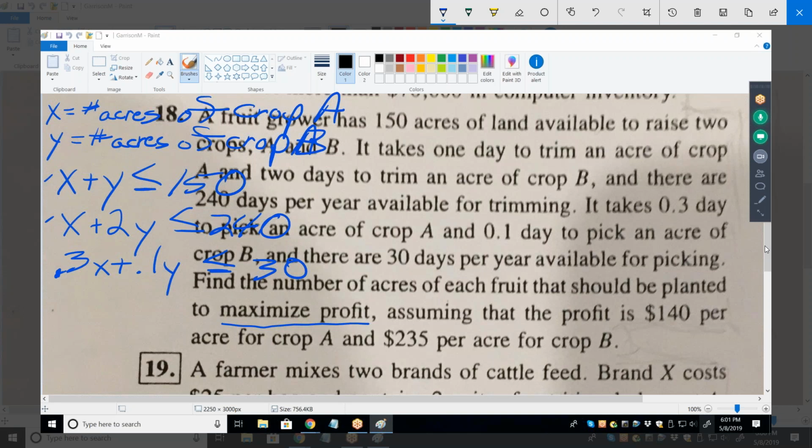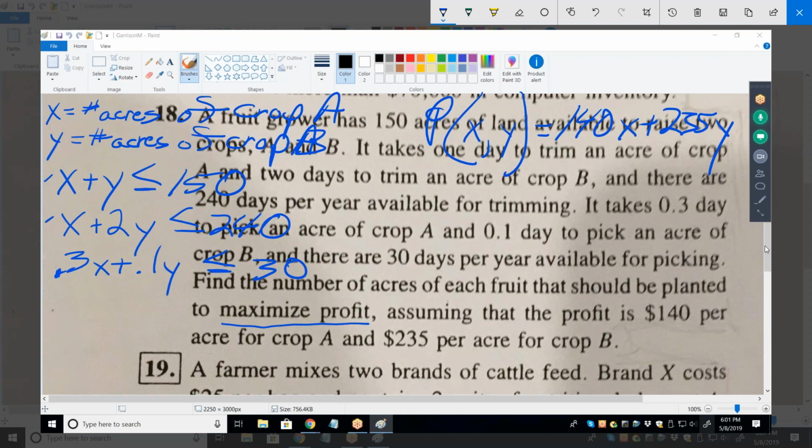Find the number of acres of each fruit that should be planted to maximize profit. Okay, so we need a profit function. Our profit function as a function of x and y is 140x plus 235y. And there you have it.